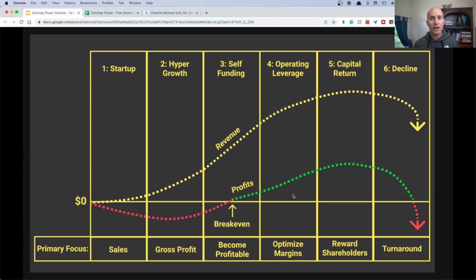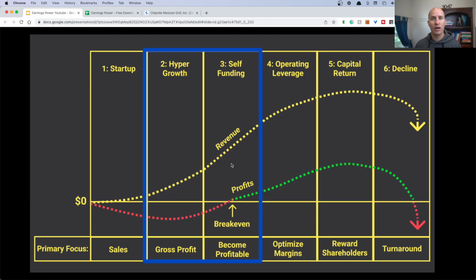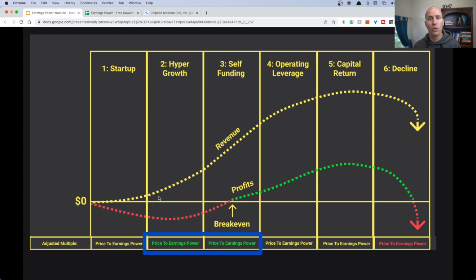Now, when you're trying to value companies in different stages, it's really tricky to do so. You can't just use one valuation tool in every stage. You need to use different valuation tools depending on which stage of the growth cycle a company is currently in. One of the trickiest stages is stage 2 and stage 3, which a lot of high growth companies exist in today. These companies are not optimized for profits. They're not optimized for free cash flow. So traditional tools like the price to earnings ratio or the price to free cash flow ratio don't work.